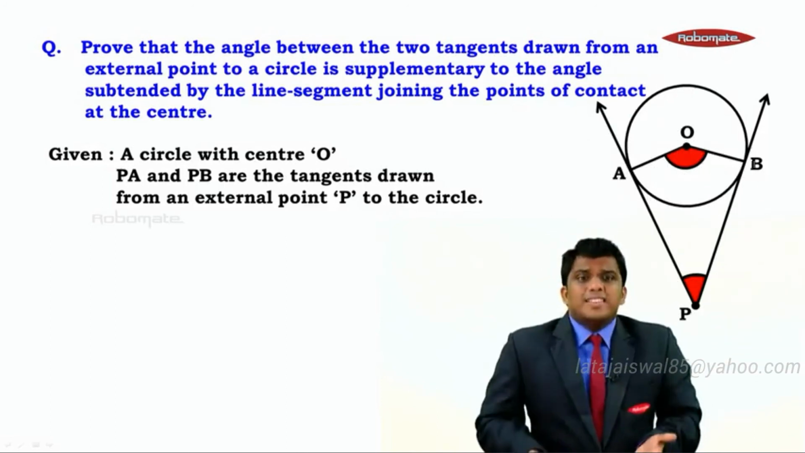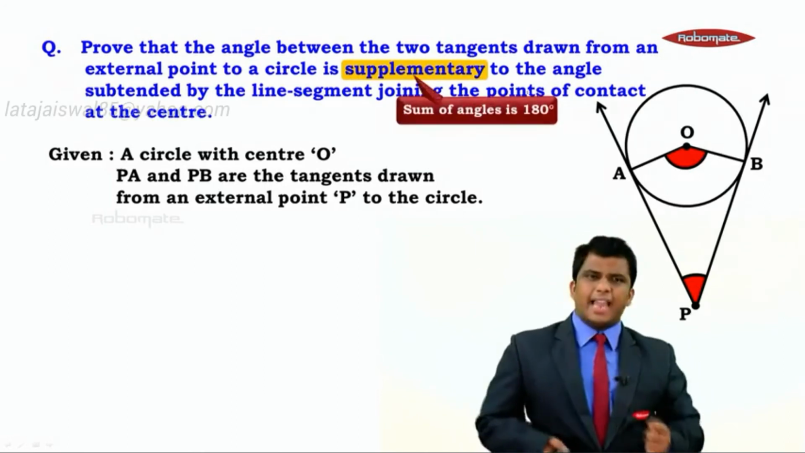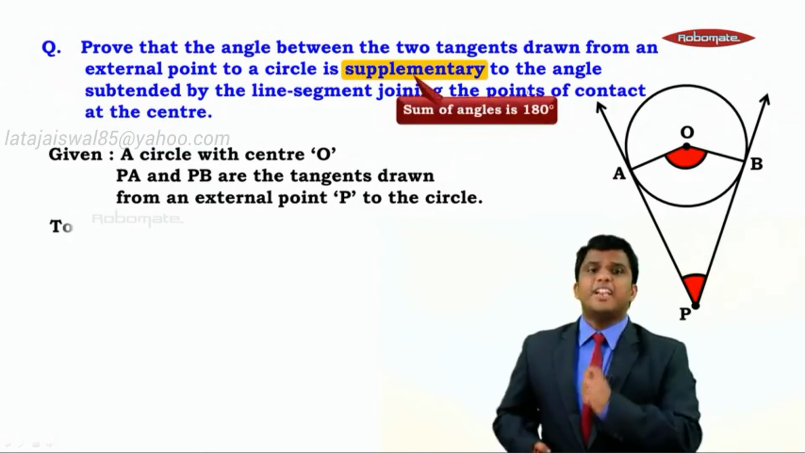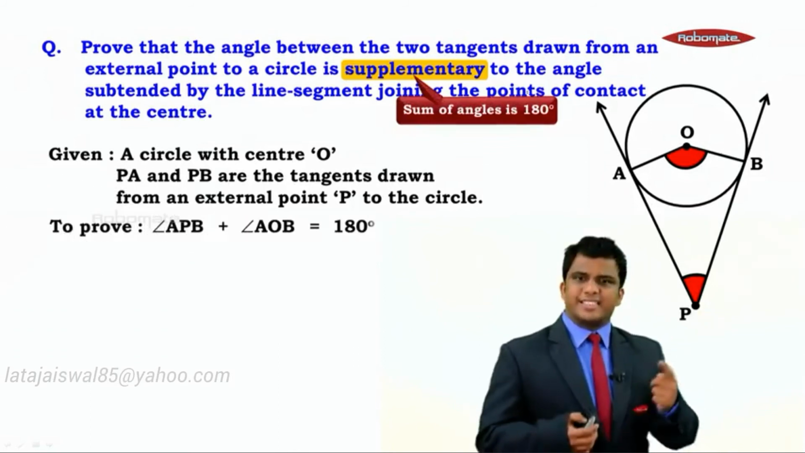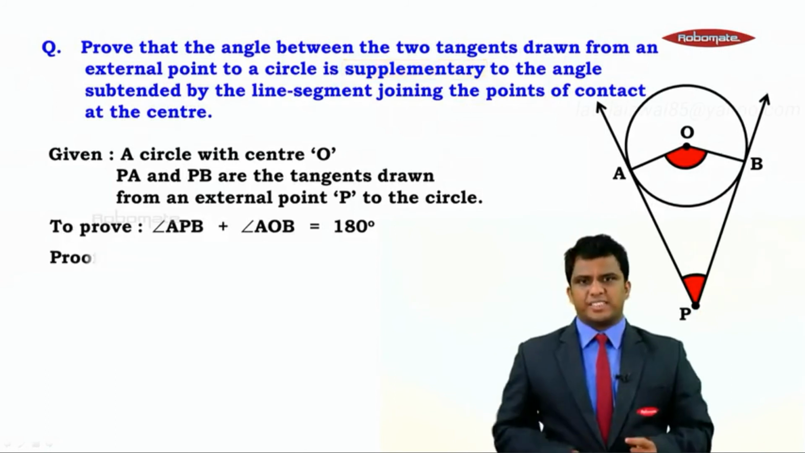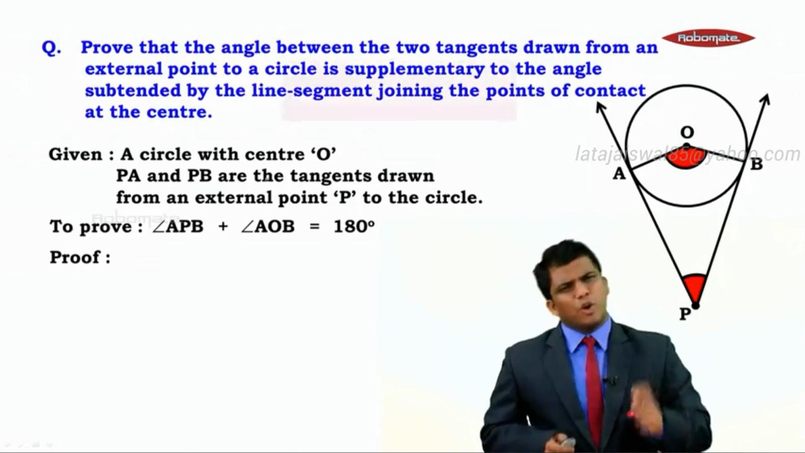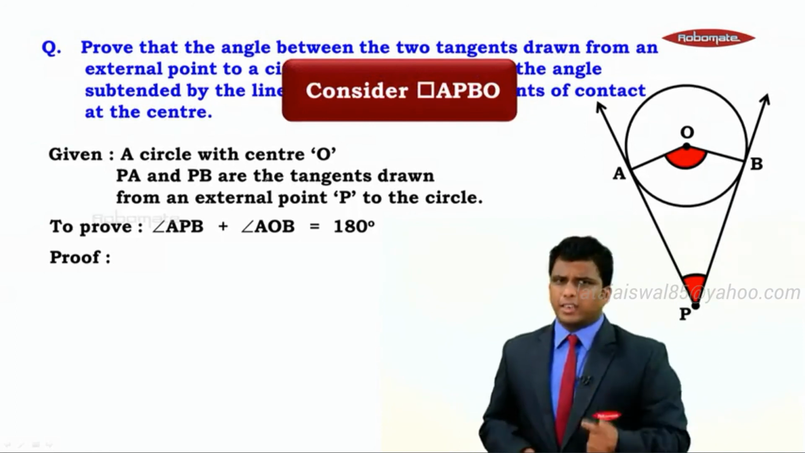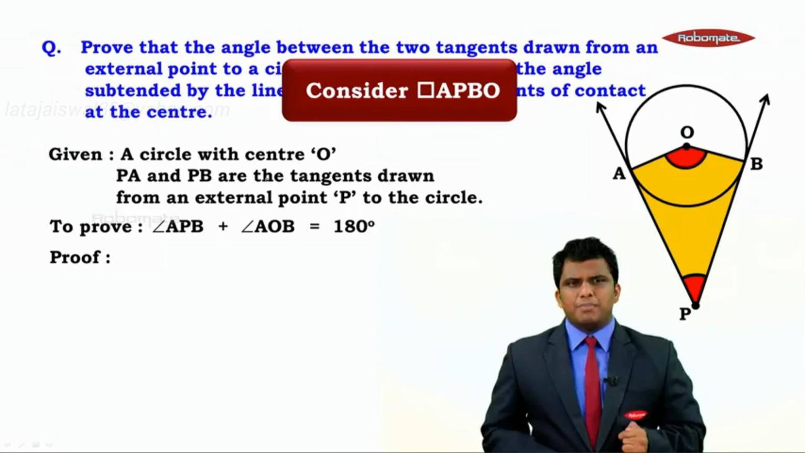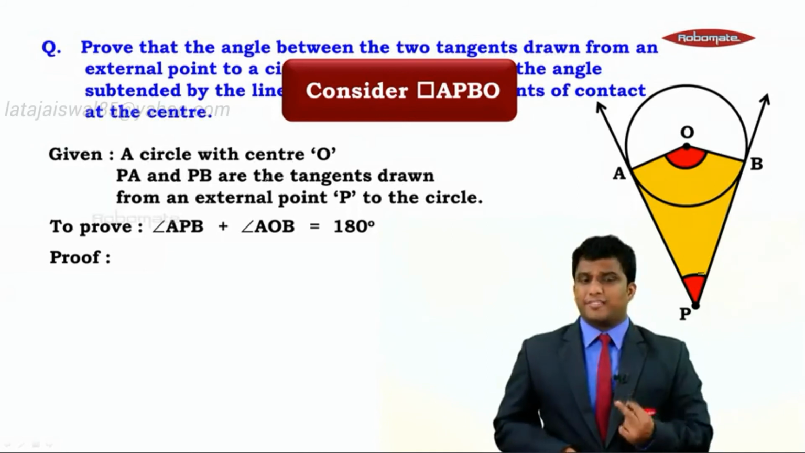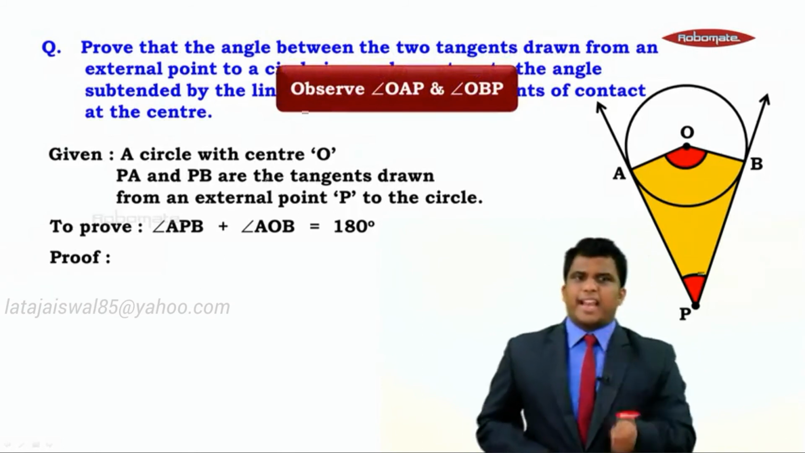But what to do with these angles? We need to prove they are supplementary. That means the sum of these angles has to be 180. We need to prove angle AOB plus angle APB is equal to 180. Let's see how we start. Here, the two angles which we are talking about belong to a quadrilateral. Let's consider quadrilateral APBO. Now, in this quadrilateral APBO, there are two special angles. We're talking about angle OAP and angle OBP.